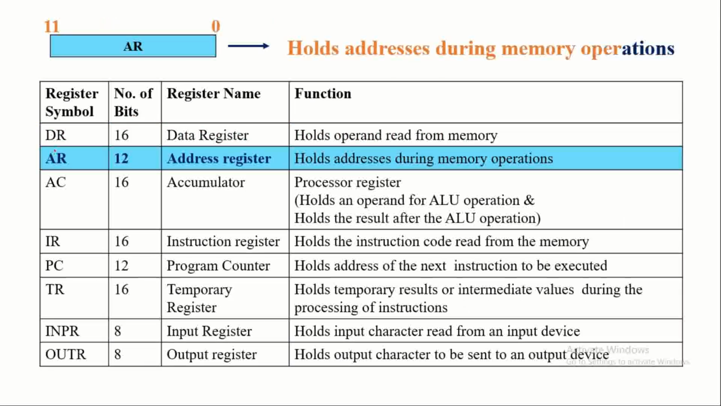Whereas coming to the address register, its size is 12 bit. It holds the addresses during memory operations. What operations can be performed in memory? Either read operation or write operation. Memory words can be read or written. During each memory operation, the address register should hold the address of the memory word that is written or read from the memory.